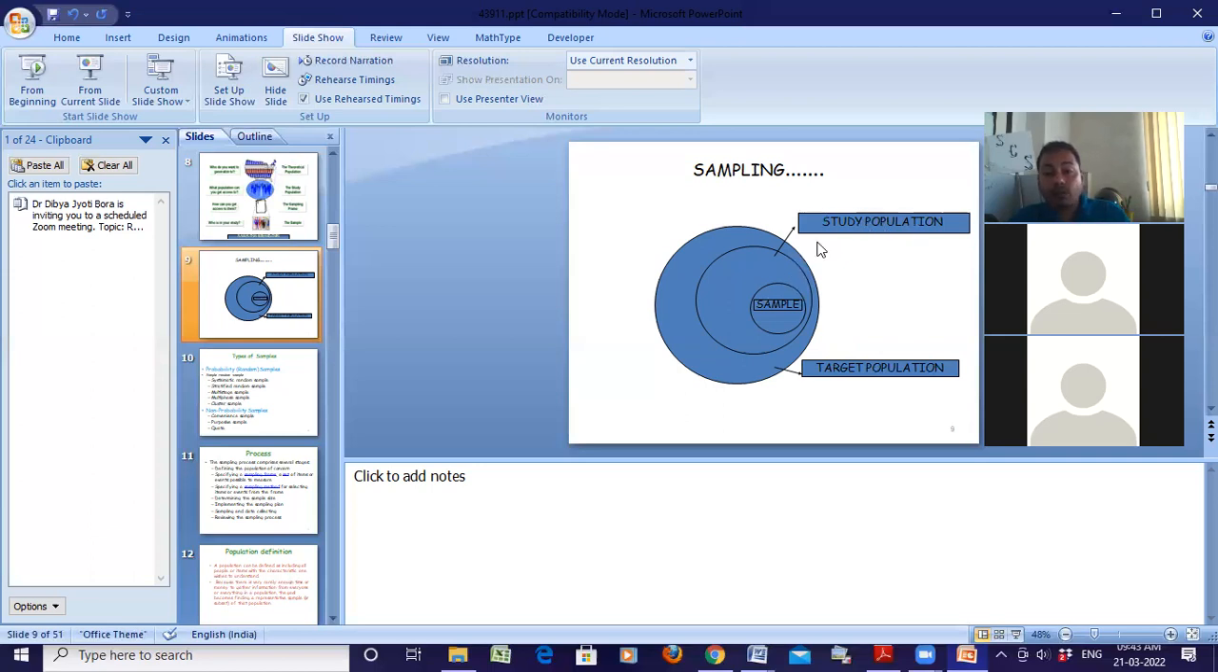Then out of that study population, we'll select a smaller population from that. That is known as the sample. And the technique by which we are going to do that is known as the sampling technique.